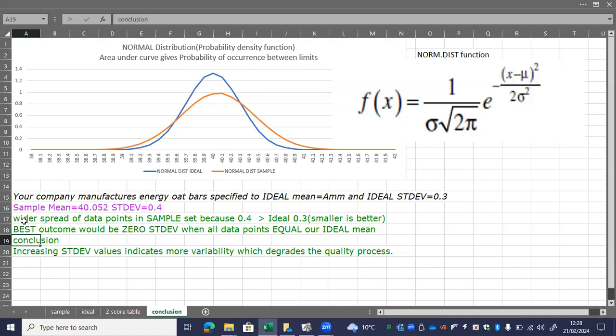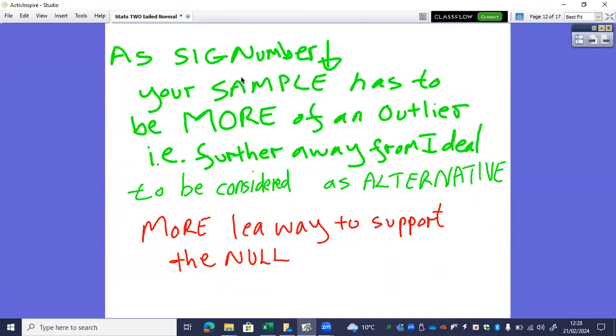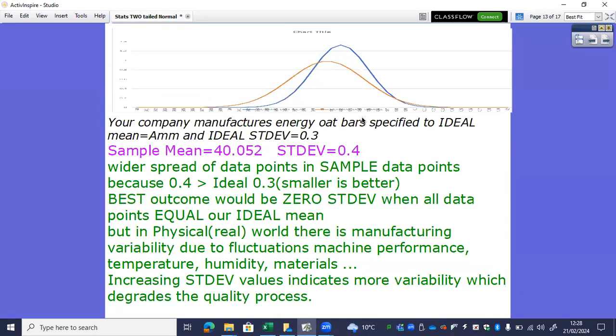So if this was an actual quality process, what we're really looking for here is the ideal of zero standard deviation, but we're in the real world here. So what we're really looking for is, if you reduce the significance number, then what you're really saying is your sample data set has to be more and more of an outlier to be considered as alternative. So if our sample is significantly different, which you can see from that graph, then you would tend to support the alternative.